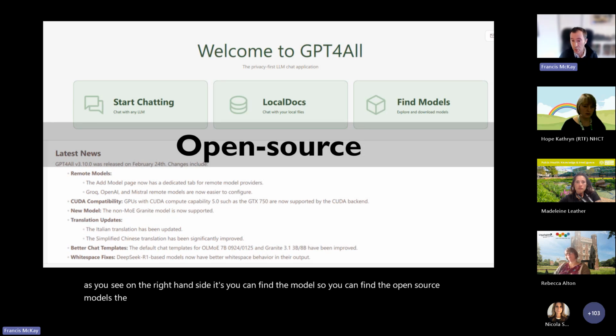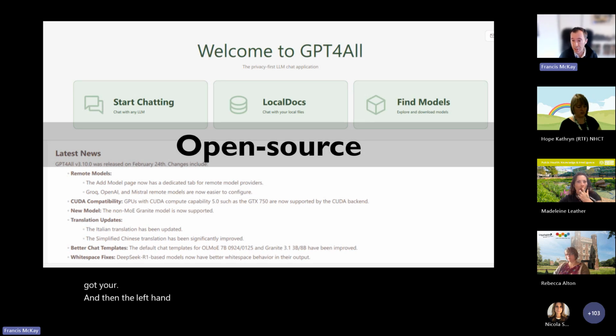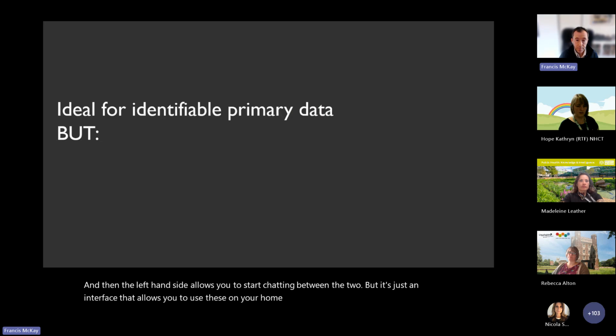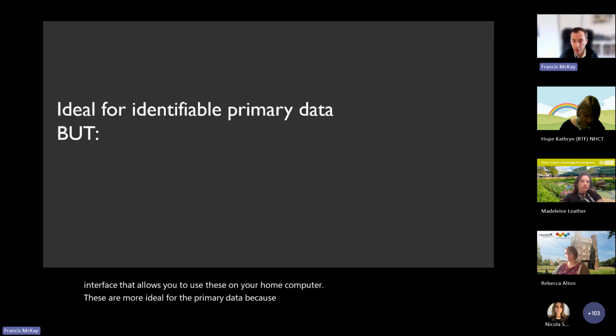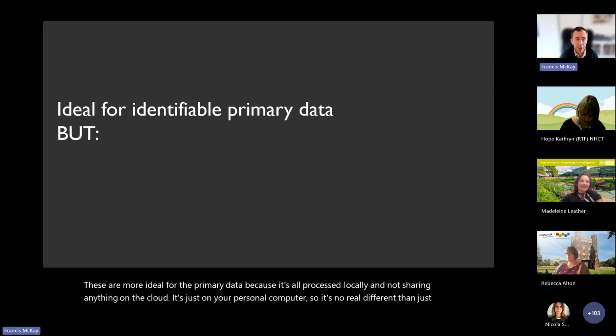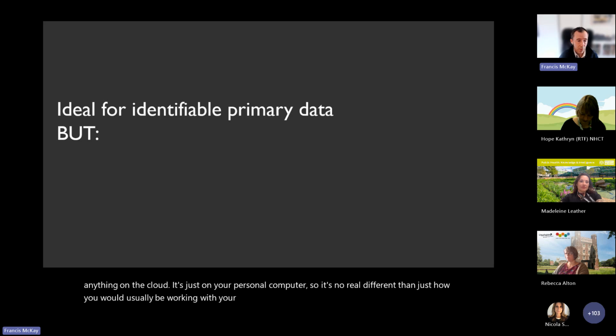The middle section says you can upload your own personal documents, so you've got your knowledge base in there, and the left-hand side allows you to start chatting between the two. So it's just an interface that allows you to use these on your home computer. These are more ideal for the primary data because it's all processed locally. You're not sharing anything on the cloud. It's just on your personal computer, so it's no different from how you would usually be working with your data, your primary data.